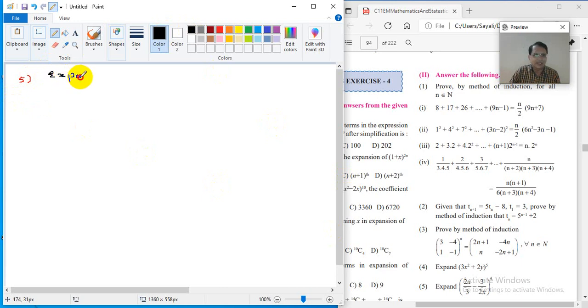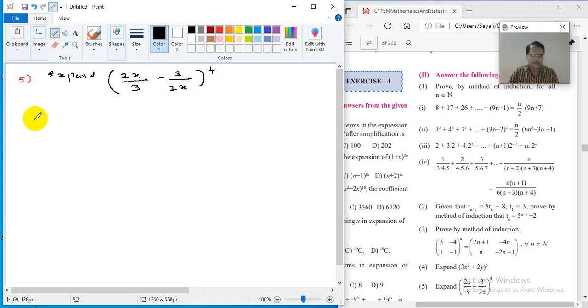Now this is very simple. Expand means what? You have to use just binomial theorem. (2x/3 − 3/(2x))^4. Very simple. Now this minus sign is the thing that we have to keep in mind.